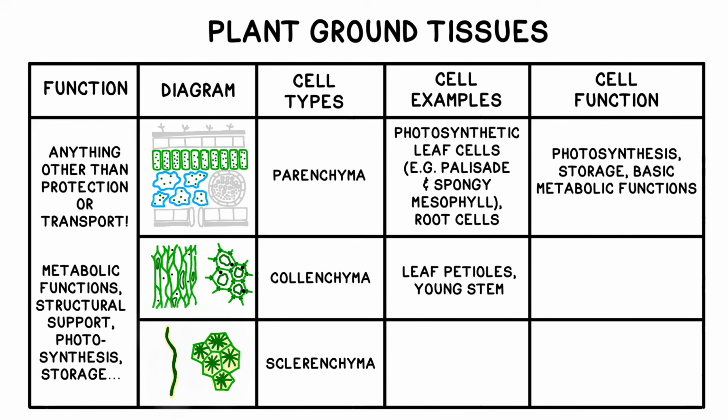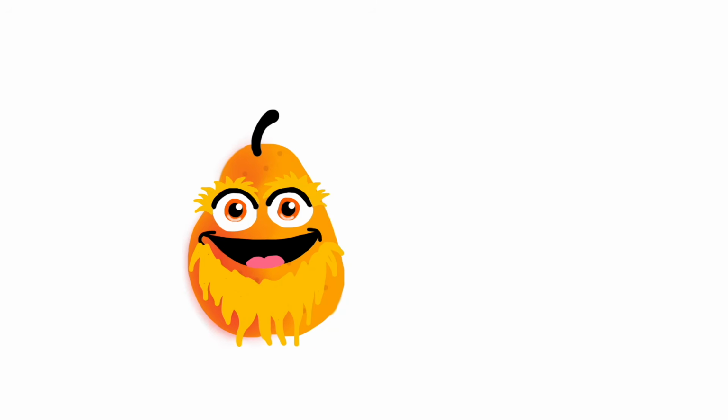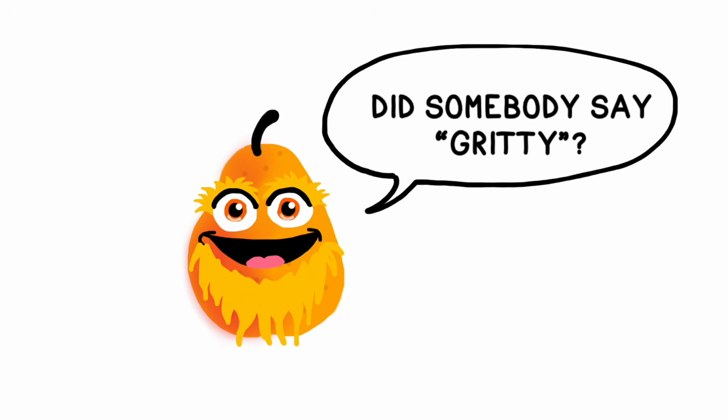Collenchyma provides shoot support in areas of active growth, and you'll see these in leaf petioles and young stems. Sclerenchyma provides shoot support and strength in areas where growth has ceased. This includes the cortex, the pith, and the mesophyll. The sclerenchyma is also what gives pears their gritty texture.